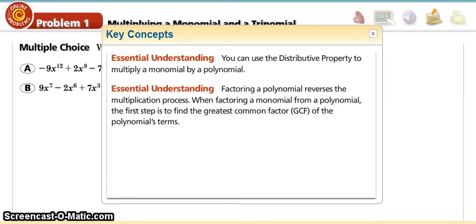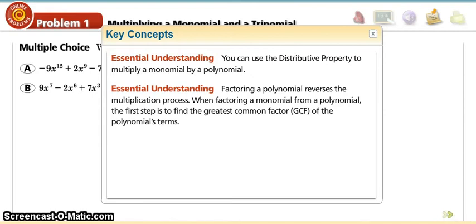But first, the first essential understanding there is that you can use the distributive property to multiply a monomial by a polynomial. So mono, remember, meaning one term, may have a coefficient and variables, by a polynomial, which has many terms. Now, distributive property, when you're multiplying with these, you have to keep in mind what your exponent rules are whenever you are multiplying. The same goes, we're actually going to reverse the process, and that is the factoring.